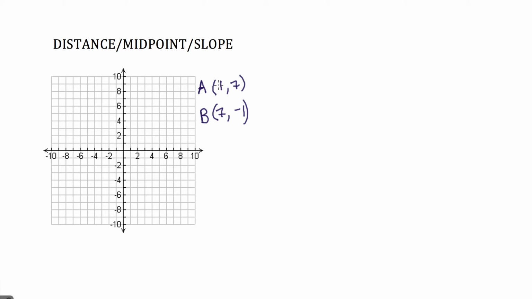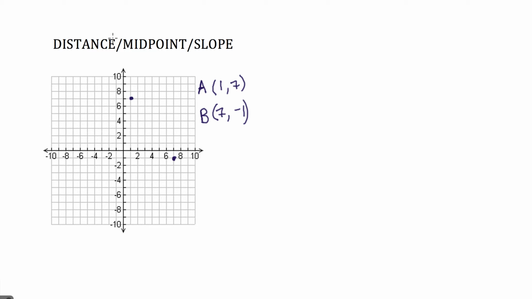So A is 1, 7. So X is 1, Y is 7. So I'm right here. B is 7, -1. So X is 7, and Y is -1, down 1. Boom. Now, to find distance, what I'm going to do is draw a triangle.